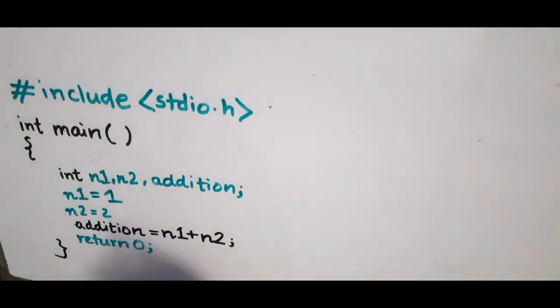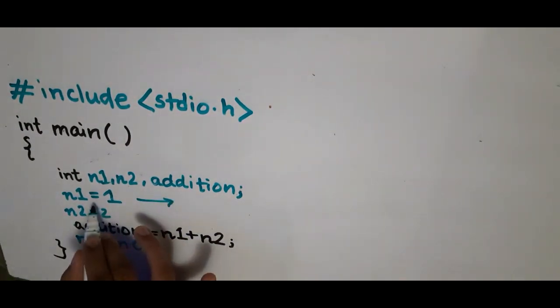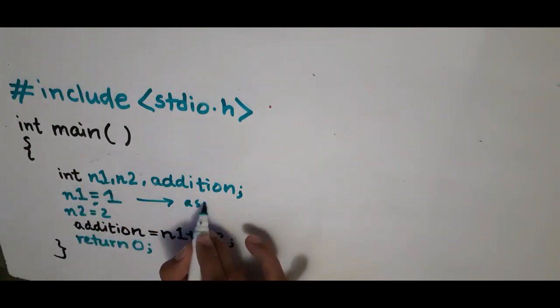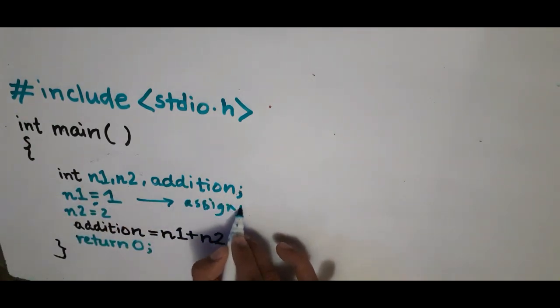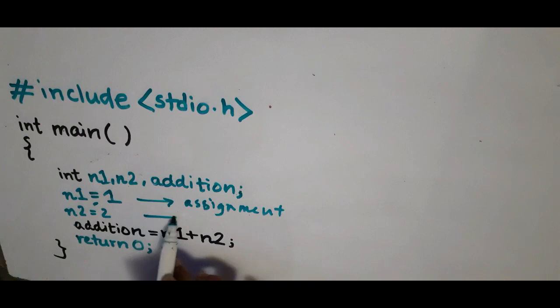So in this line, as you can see, there is only one operation, and this operation is nothing but an assignment operation. Same goes for this one as well. Here n2 equals to 2 means it's an assignment. We are assigning a value to n2. So this is also an assignment operation.